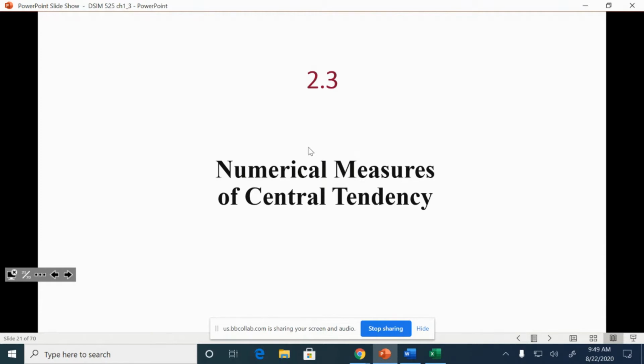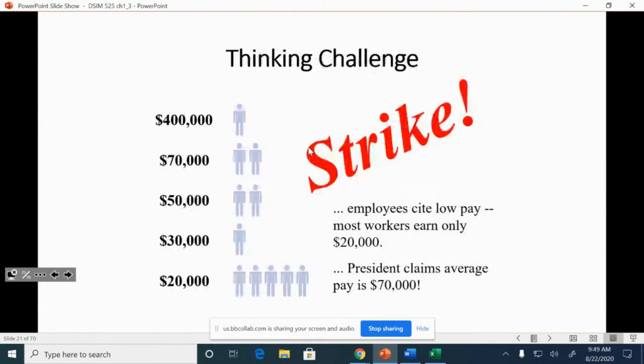So has everybody heard of the central limit theorem? Say again. Central limit theorem? All right, we'll talk a little bit about that in a second.